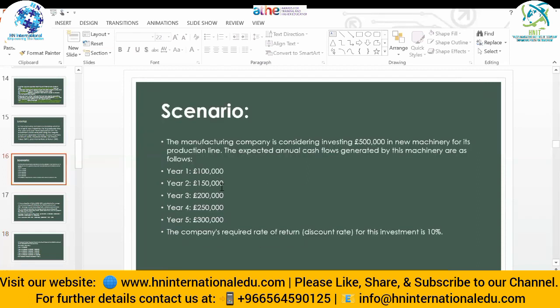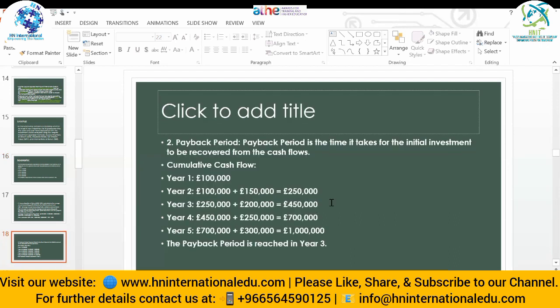In year one, our investment was £100,000, right? So it is going to be the same. It can never be changed. But for year two, how are we going to calculate that? We're going to do it by 100,000 plus £150,000 equals whatever the answer is. It's going to be 250. And for year three, how are we going to calculate that? 250 plus 200. Are you getting it?